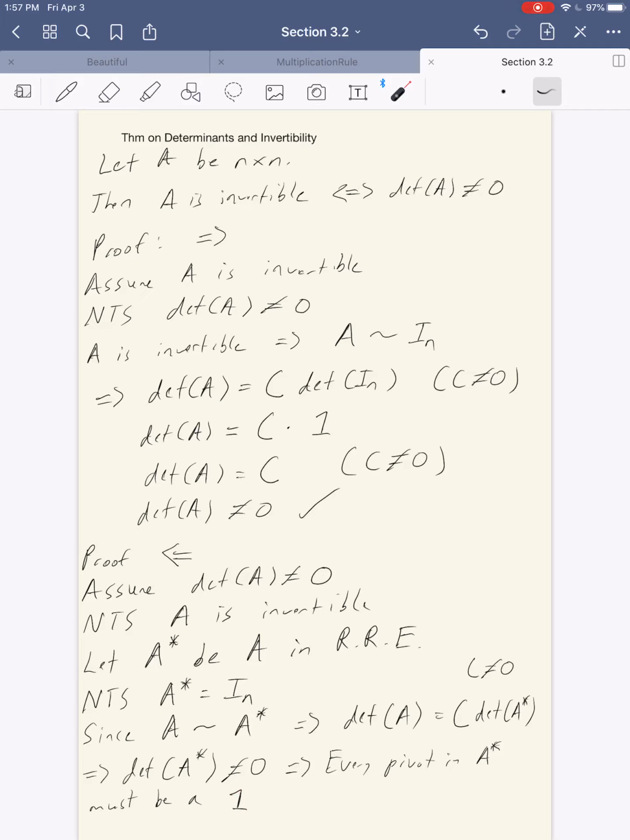If any of the pivot positions were 0, then A star, because it's in reduced row echelon form, is naturally upper triangular, it's actually naturally diagonal. If that's the case, and any of those pivot positions were 0, the determinant would be 0. But we know the determinant is non-zero. So every pivot in A star must be a 1. So that means A star has 1s on every pivot position, so 1s on the diagonal, and 0s elsewhere. That then tells us that A star is actually equal to I_N. And that's all we needed to show.